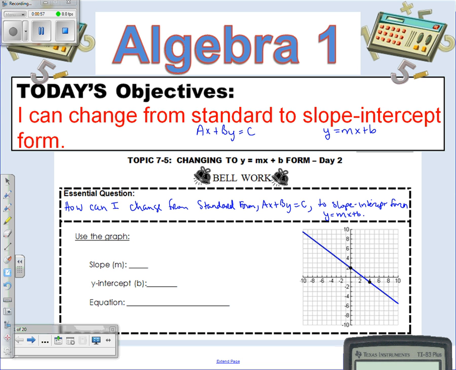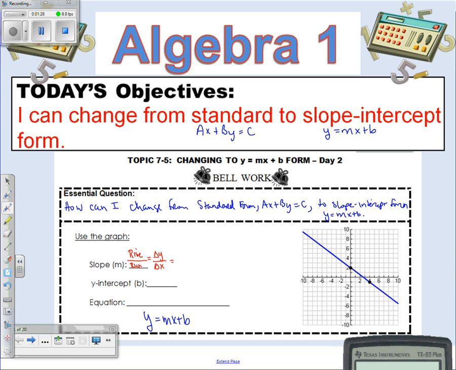Our buildwork problem is we're going to use the graph in order to determine the slope, the y-intercept, and then write the equation. When we write the equation, we want to write it in the y equals mx plus b form. So first, let's look at the slope. Choose any 2 points, and they give you 2 points. So on a graph, if they give you 2 points, you want to make sure you use the 2 points that are given. When we do the slope, the top number is the rise, the bottom number is the run, or it's the change in y over the change in x.